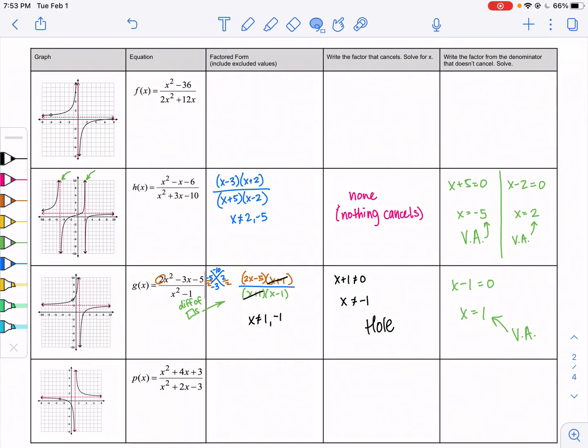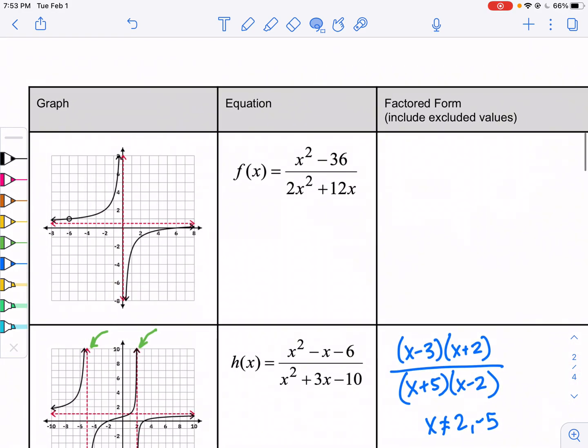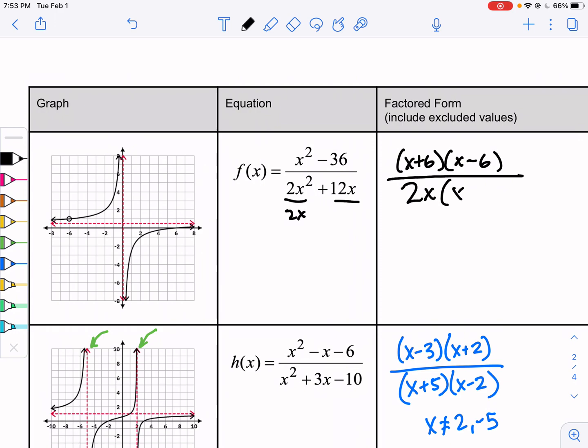Go ahead and delete this. So we have this graph here, and they tell us what the equation is, and our job is to do the factored form. So we want to factor this into whatever we can. I know this is the difference of squares, so I know this is x plus 6, x minus 6, and I can see here I can take out 2x, and that leaves me with x plus 6.